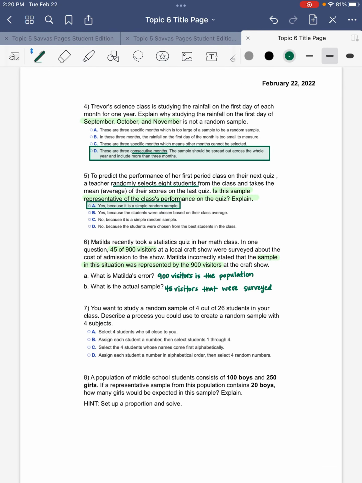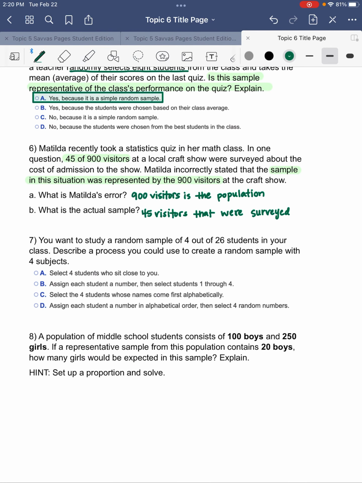Okay? Number 7, you want to study a random sample of 4 out of 26 students in your class. Describe a process you could use to create a random sample with 4 subjects. So we're creating a random sample. So select 4 students who sit close to you. That's not random, okay? Assign each student a number and then select students numbers 1 through 4. Well, that's not random because I'm selecting the first 4.